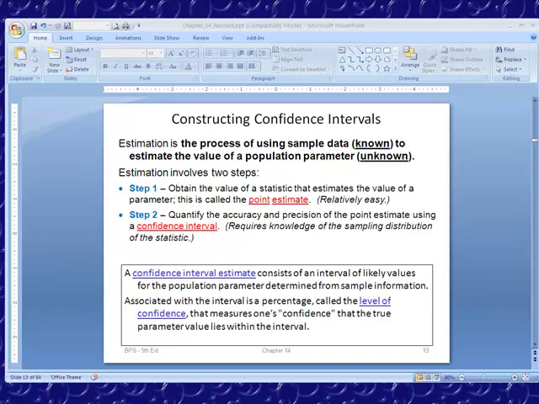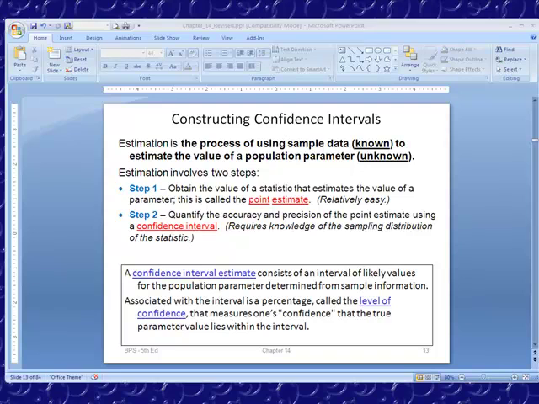It basically involves two steps. We have to obtain the value of a statistic that estimates the value of the parameter that we're looking for. This value, this statistic, is called a point estimate. Step 2 is to quantify the accuracy and precision of the point estimate using a confidence interval.